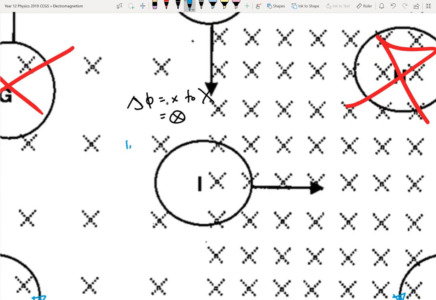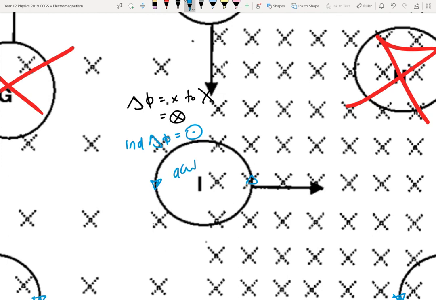Induced EMF is going to be in the opposite direction. Same deal. Right grip rule. Fingers inside the coil now need to be pointing out of the page. So right grip rule, wherever you analyse it, we would get anti-clockwise. Okay?